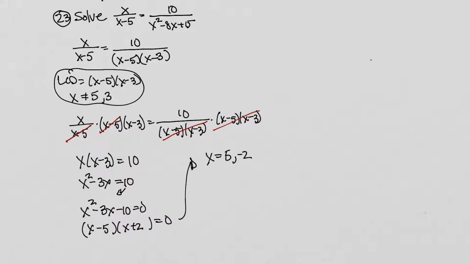We need to check. What about these two numbers here? Well, look back at what we excluded. We excluded 5 and 3, and down here we're getting a 5 and a negative 2. Now that 5's excluded, so we need to toss it out. And that leaves us only with x equals negative 2.